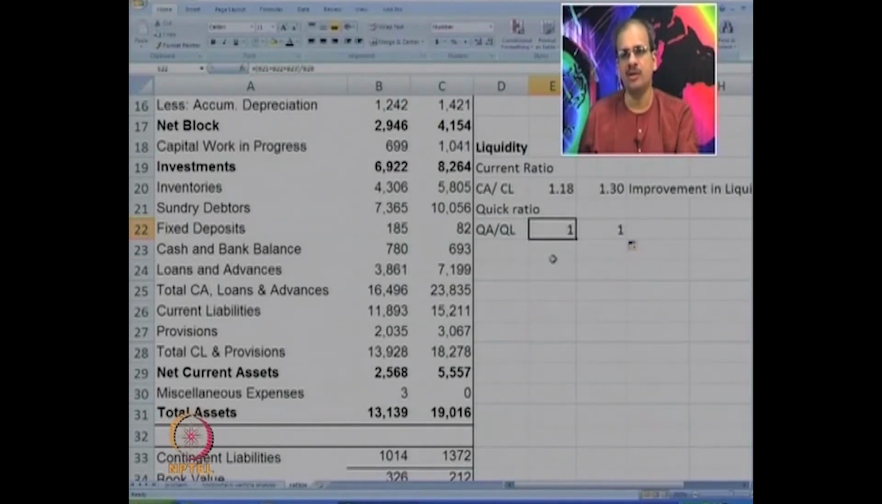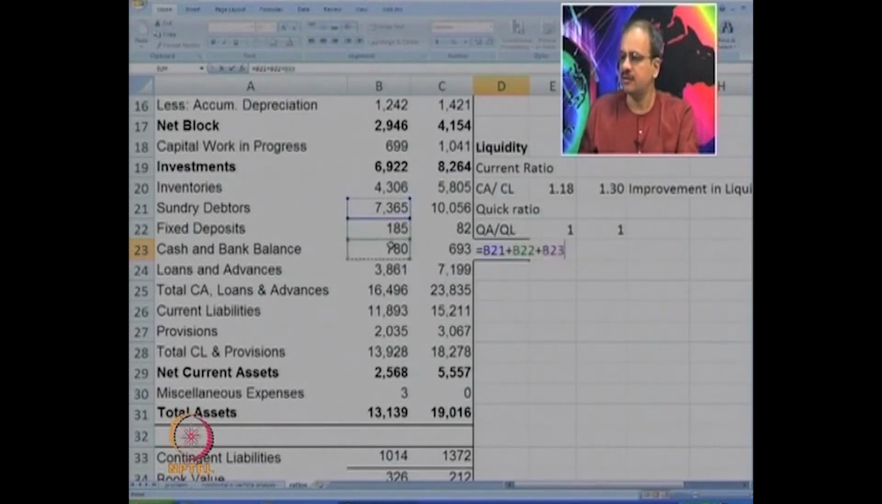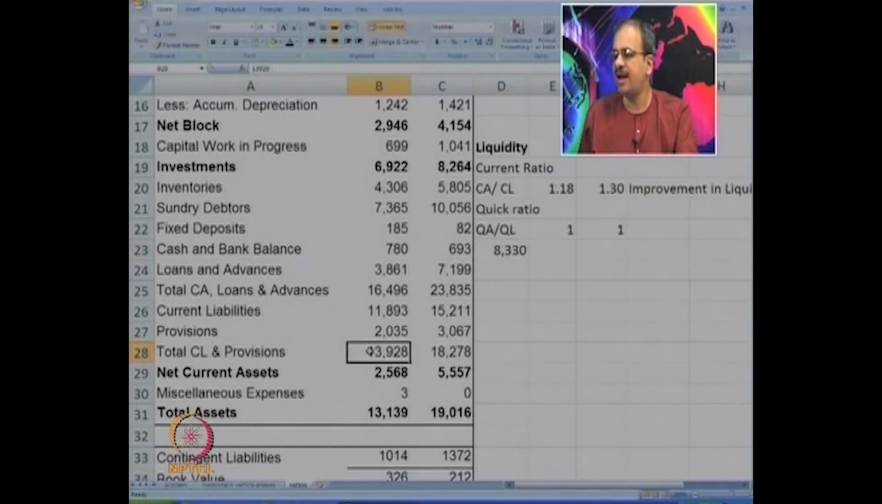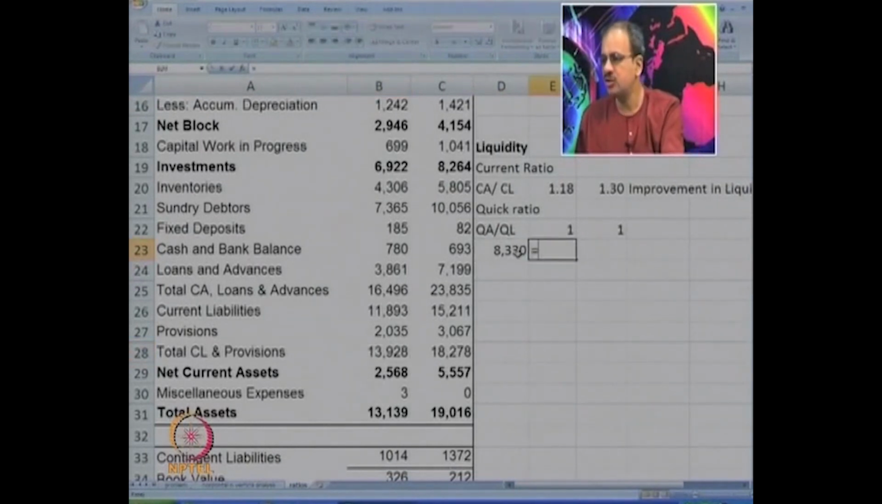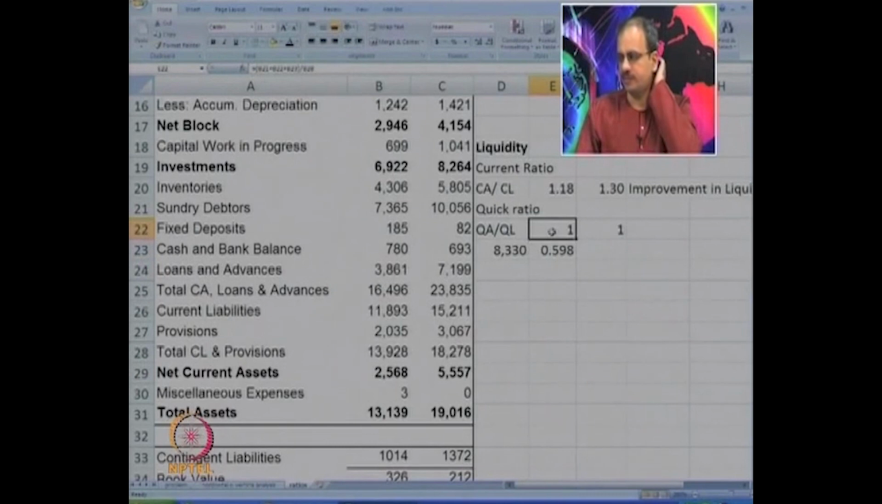Okay. If you want, you can also do it in some other fashion, wherein we will try to take a sum of, for more clarity I am showing you, we are going to take a sum of these three items. This is the total of quick assets. We divide this by quick liabilities. So, the ratio will be this upon this. This is the correct ratio. I hope it is more clear now.